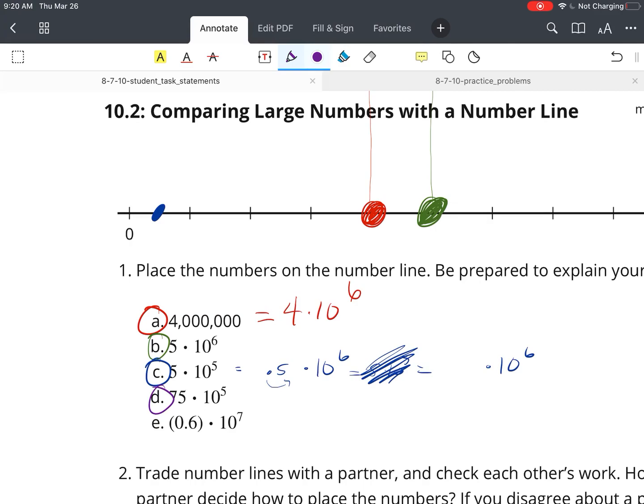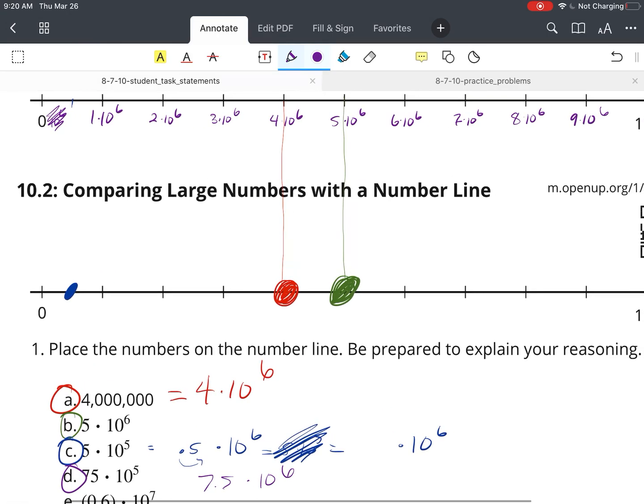Let's use purple now. So 75 times 10 to the 5th. Once again, this is going to be 7.5 times 10 to the 6th. 7.5 is between 7 and 8.